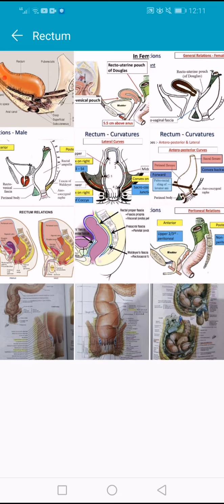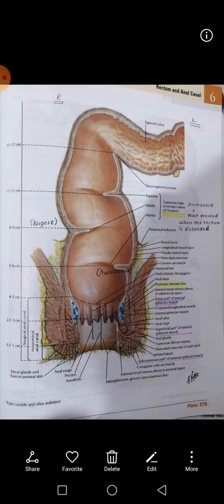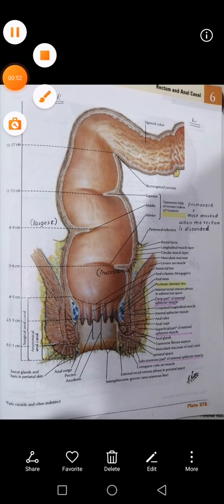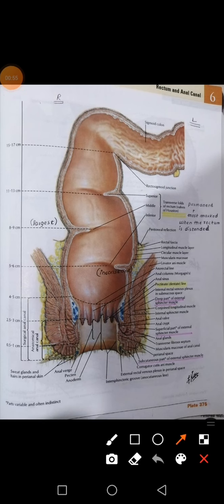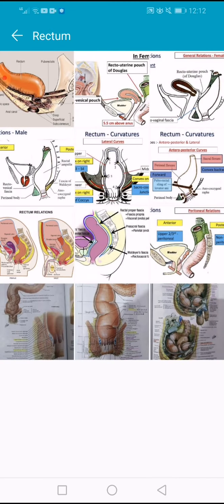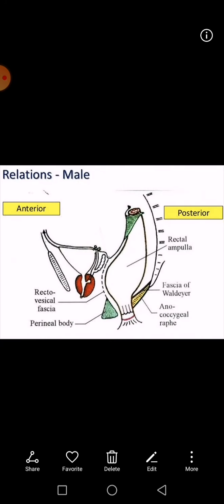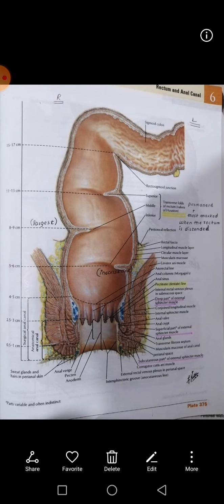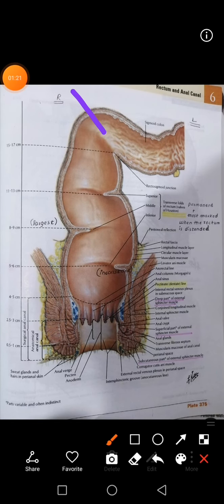The rectum begins as a continuation of the sigmoid colon, and this we can see quite clearly, and it does so at the level of the third sacral vertebra, right? So it is a continuation of the sigmoid colon at the level of the third sacral vertebra. All right. And then there's a rectosigmoid junction, which you can quite clearly see in this image, right?